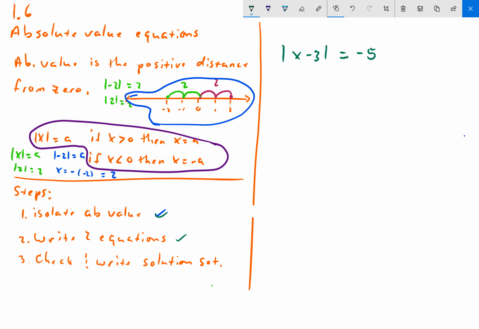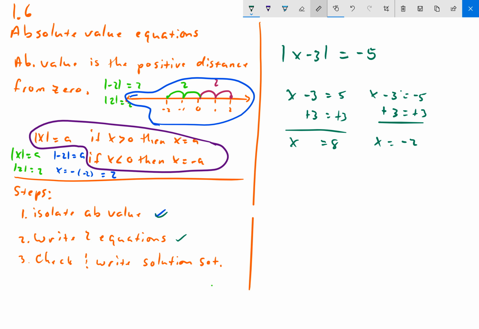Alright, so you might think, oh, okay, I know what to do. First thing I'm going to do is isolate my variable, but I don't have to because there's nothing over here. So I'm going to write two equations. You might say x minus 3 equals positive 5, x minus 3 equals negative 5. And let's see what happens. If I add 3, I'm going to get x equals 8. And here, if I add 3, I'm going to get x equals a negative 2.